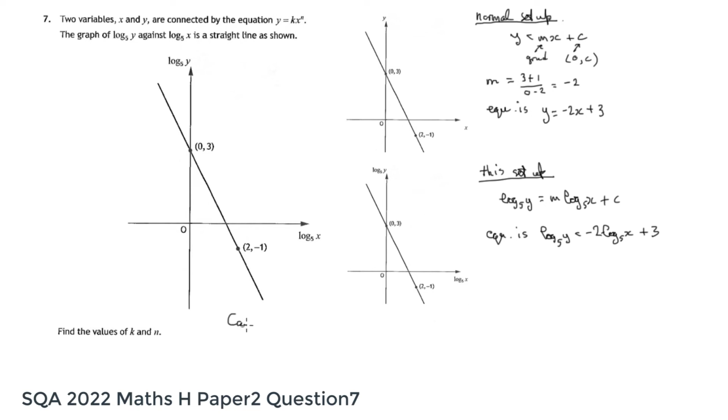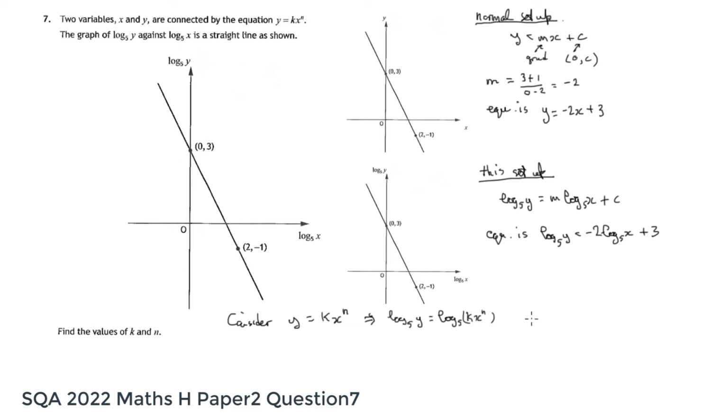So let's consider now the equation that they tell us is the relationship between y and x. It's of this form. But we've ended up with a relationship like this. So somehow we have to move from this one to this one. And one of the ways that we can do that is to take the log to the base 5 of both sides of this equation. If y equals this, then log to the base 5 of y will equal log to the base 5 of k times x to the power n.